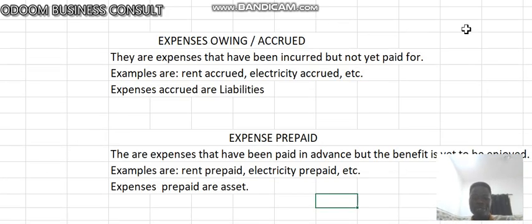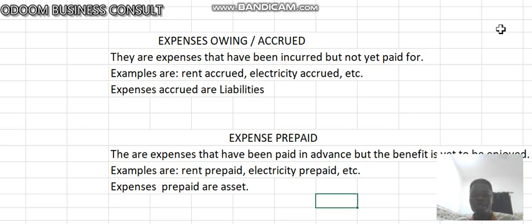Now, expenses owing or accrued. These two terms are the same. When you say that expenses are accrued or they are owings, it means the same thing. When expenses are accrued, it means that those expenses have been incurred, but they have not been paid for. So we say the expenses have been incurred, but not yet paid for. We use examples like rent accrued or electricity accrued, or rent owings, electricity owings.